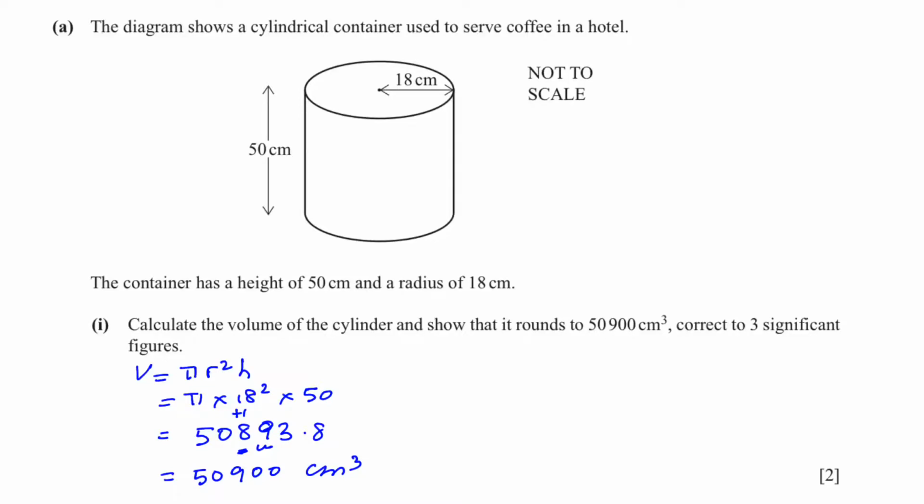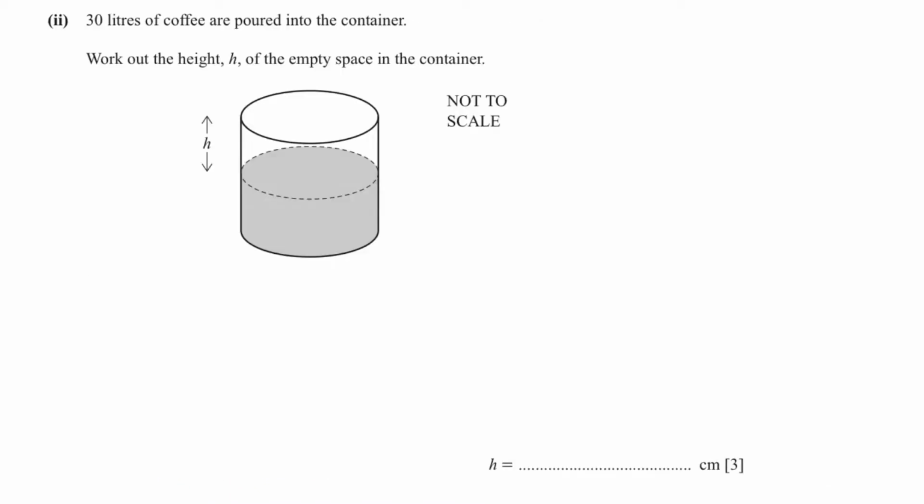So we got what they want us to show. In part 2, 30 liters of coffee are poured into the container. Work out the height h of the empty space in the container. I hope you know that 1 liter is equal to 1000 cubic centimeter. Therefore, 30 liters equals 30,000 cubic centimeter. This is the volume. Now, what else do we know?